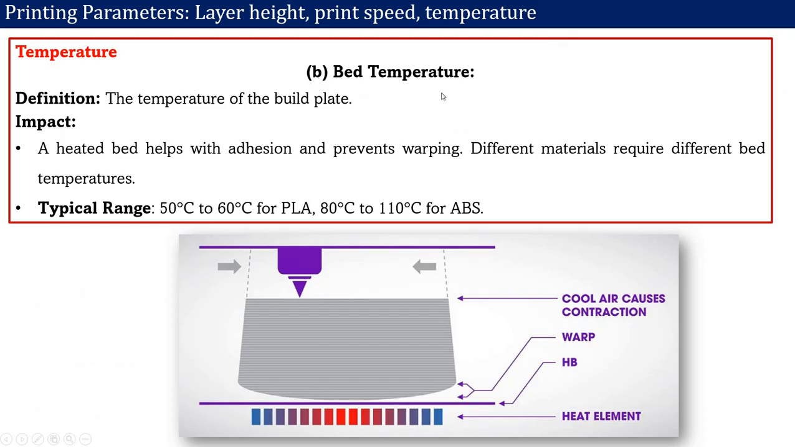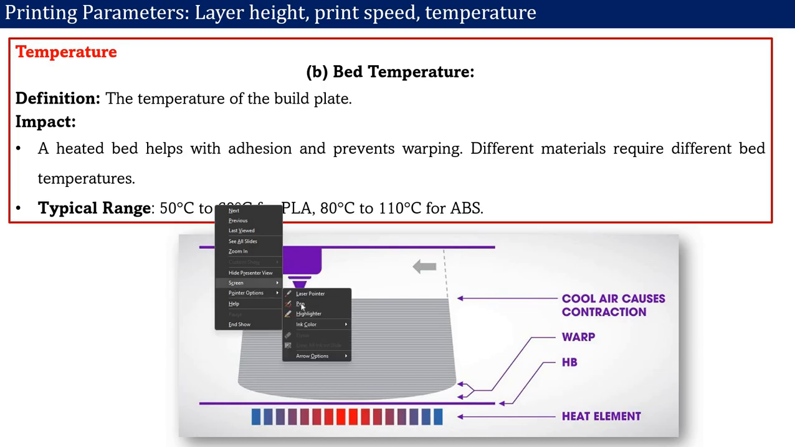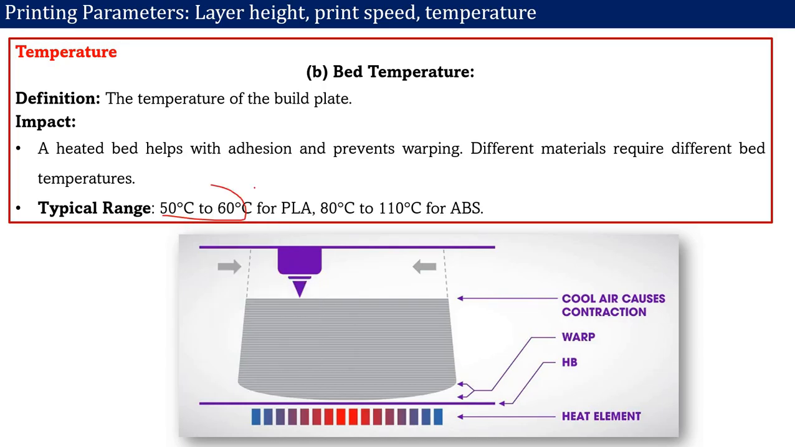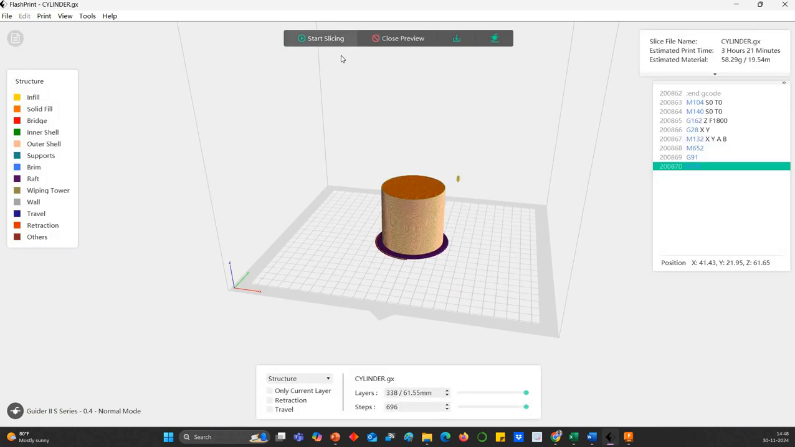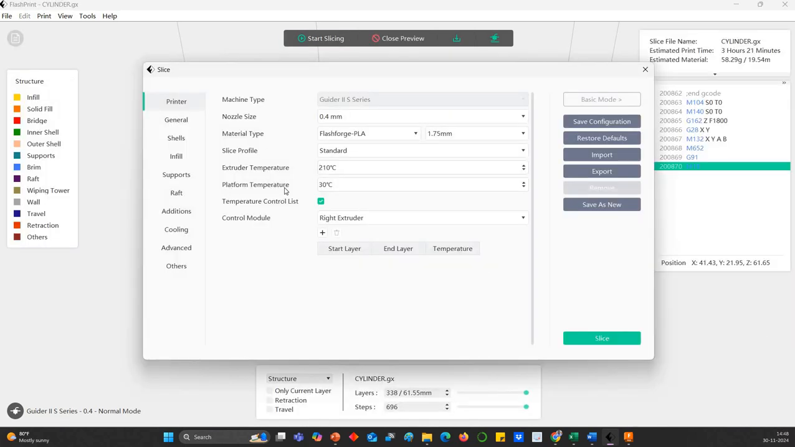The second temperature is the bed temperature or the platform temperature, the temperature of the build plate. Now for the PLA, it is set around 50 to 60 degrees Celsius, and 80 to 100 degrees Celsius for the ABS. Now for what purpose is the bed temperature set? Let us see. This is the temperature for the platform.